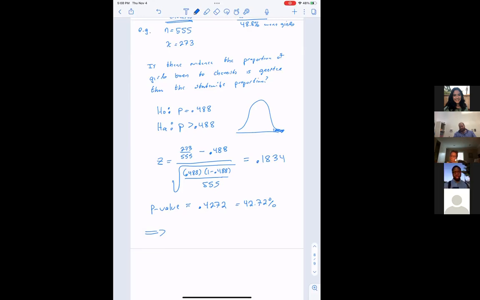Professor, can you hear me? Yes? How do we know that it's 42.72% instead of 4.27%? Well, the calculator gave me 0.4272. That's 42.72%. That's what moves two places. So I have one vote for reject the null. Do I have anyone who wants to agree or disagree with that?